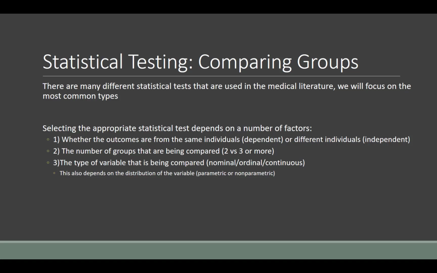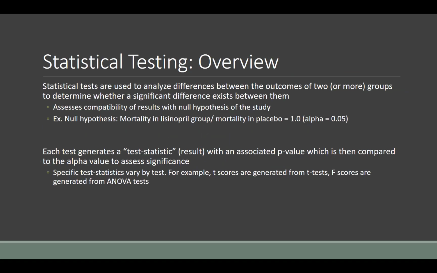The type of variable also has another caveat. What test we use also depends on the distribution of the variable. Is it parametric or normally distributed, or is it non-parametric and non-normally distributed? We'll go into each of these factors in a little bit more detail.